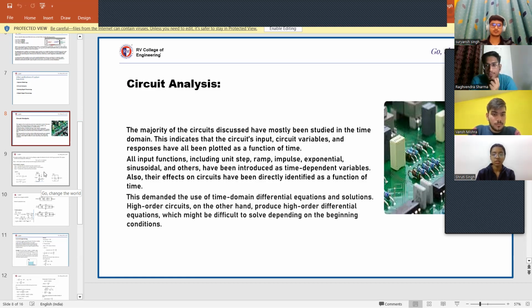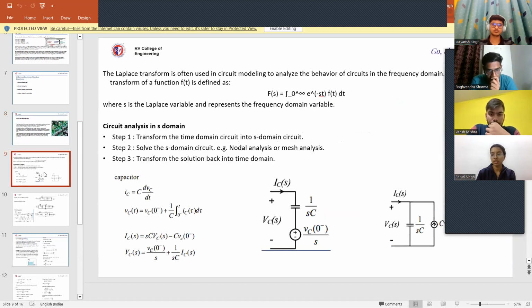High order circuits, on the other hand, produce high order differential equations. So we might be able to solve these differential equations given the initial conditions. Here we explain a particular equation with the help of an example.